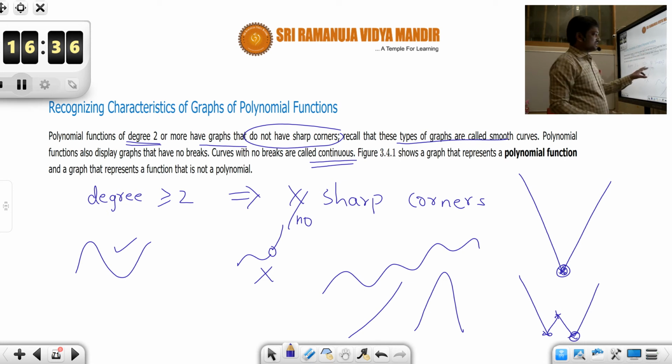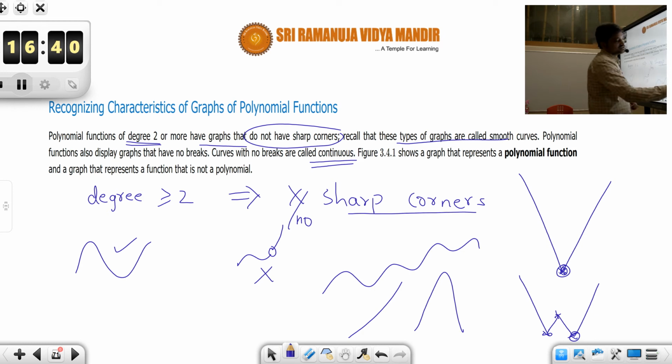So there are two terms here that we are learning. One is sharp corner. Sharp corner means this pointed type of thing. There should be no pointed things. And the other thing is continuity, meaning there should be no gaps. Okay, students, polynomial functions also display graphs that have no breaks. This property we call continuity, or continuous. Curves with no breaks are called continuous. Let's look at some examples.